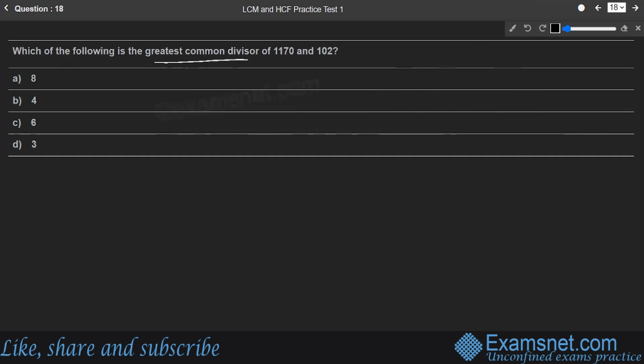Which of the following is the greatest common divisor? Greatest common divisor is nothing but HCF, the highest common factor. He is asking us to find the HCF of 1170 and 102. For that, we need to do the prime factorization. Let us do the prime factorization of 1170.